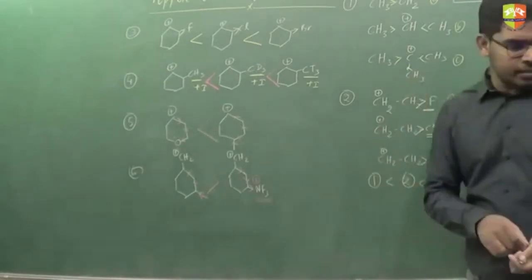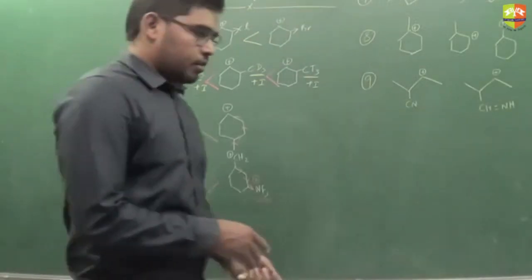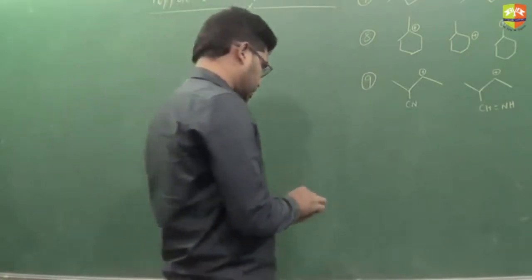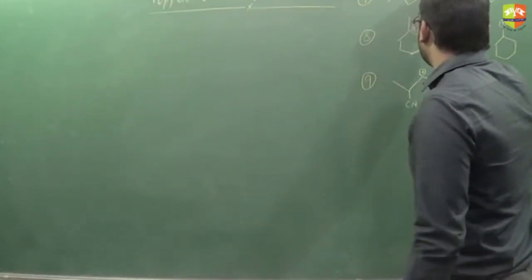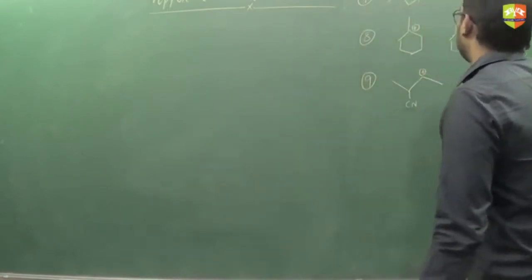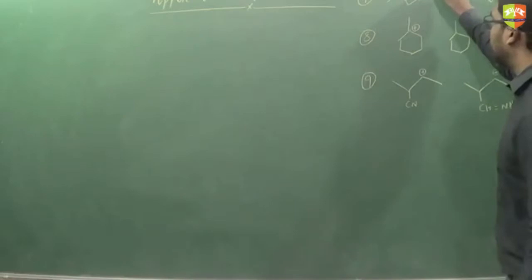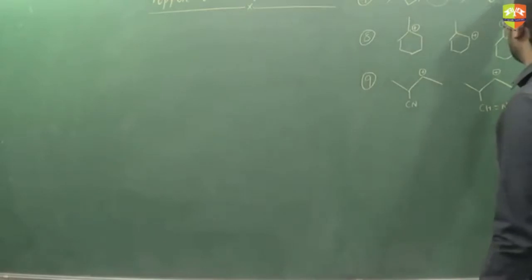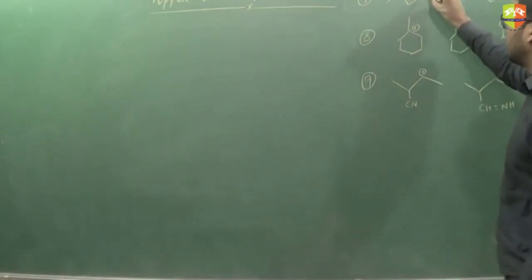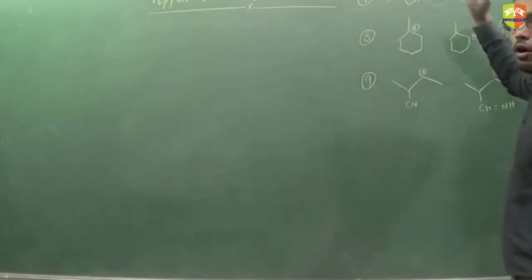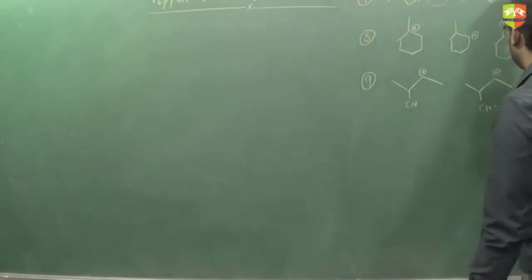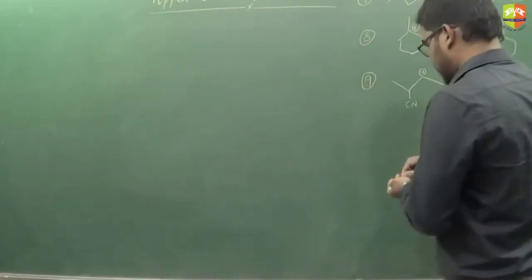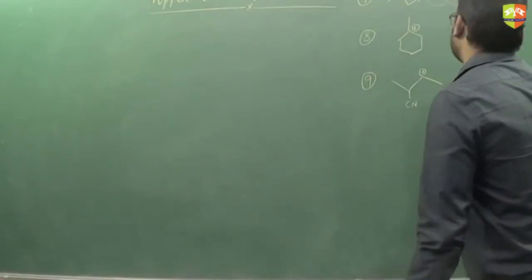I'll write down a few more examples, you can solve these three questions. You see this oxygen is more electronegative, has electron withdrawing nature, and the difference here is this portion and this portion. We have OCH3 and here we have only CH3. OCH3 has electron withdrawing tendency because of the more electronegative oxygen atom, and this has electron releasing tendency. So electron releasing plus I, stability will be more for the second one.